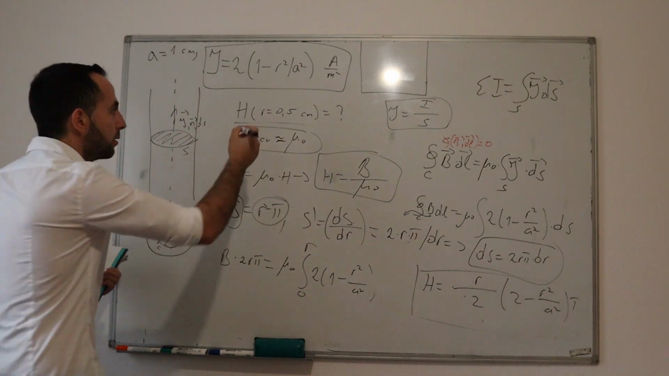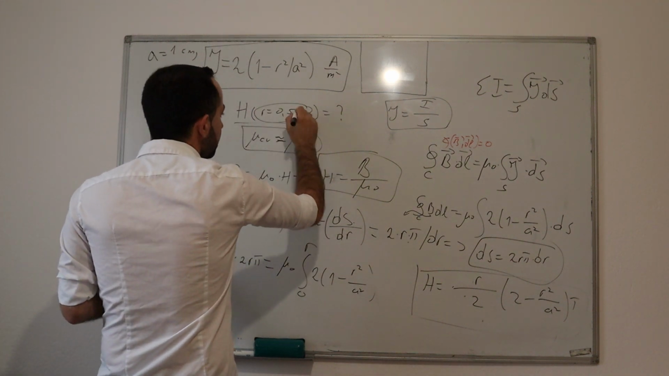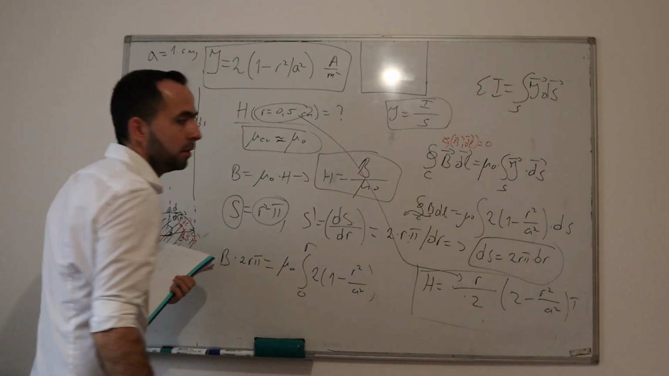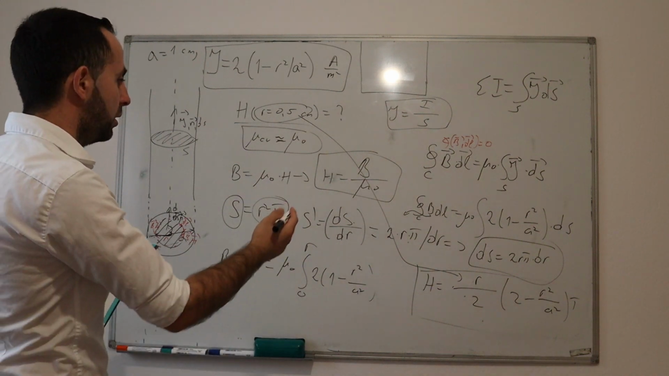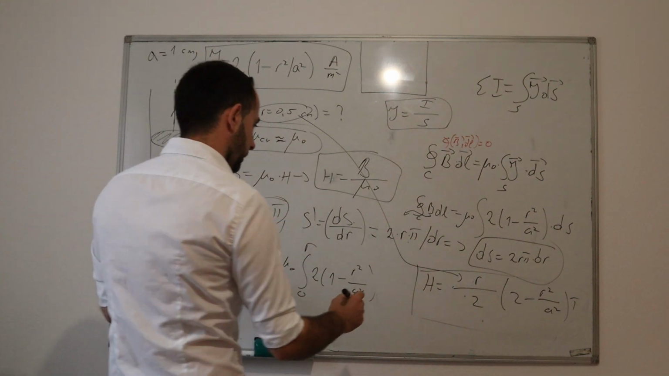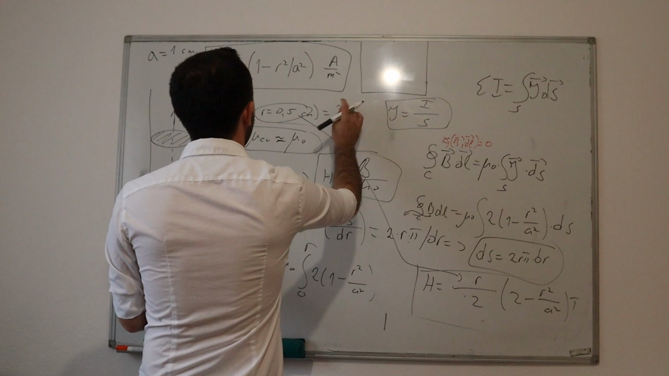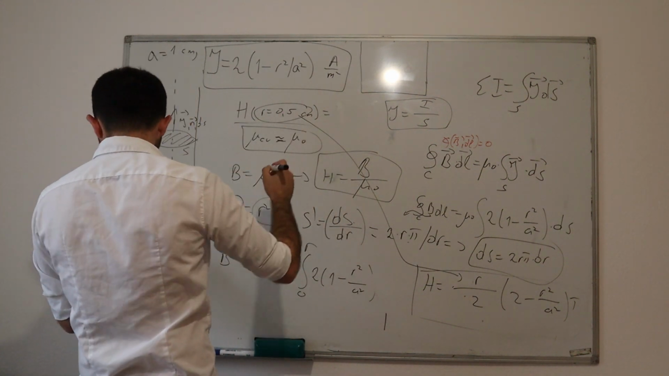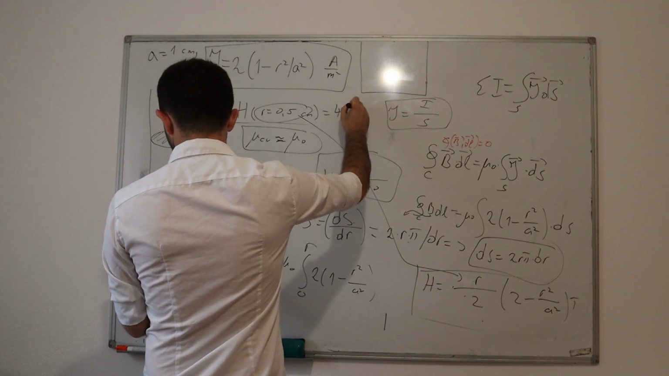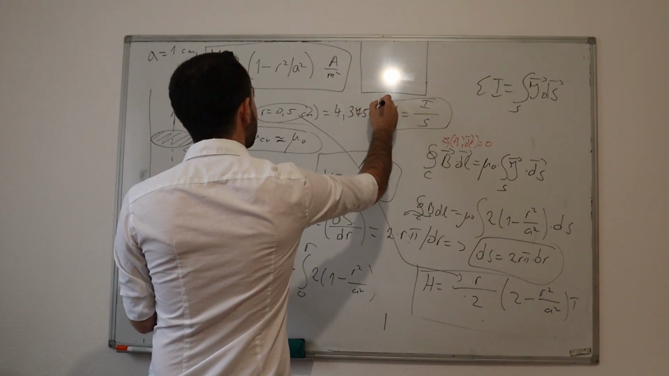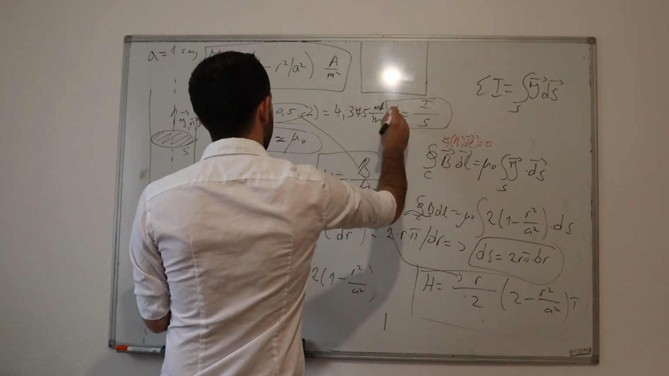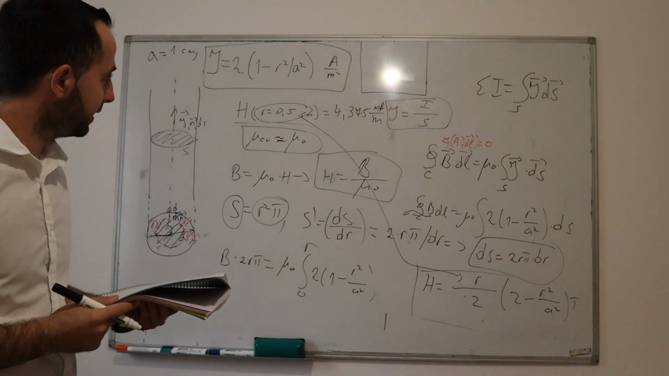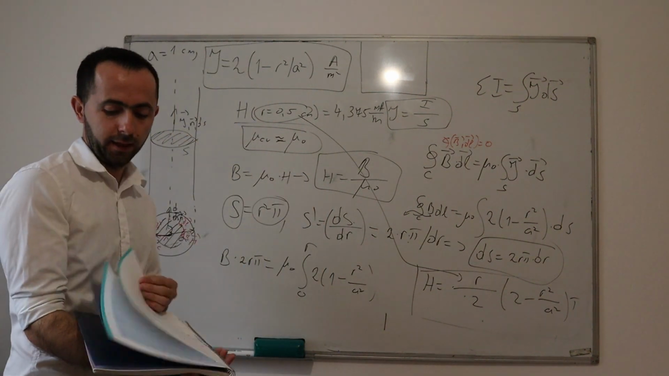But our task is to calculate it for R equals 0.5 centimeters, and when we put that in the formula, we will get that our magnetic field for R equals 0.5 centimeters is 4.375 milliamps per meter. And that would be it for this test.